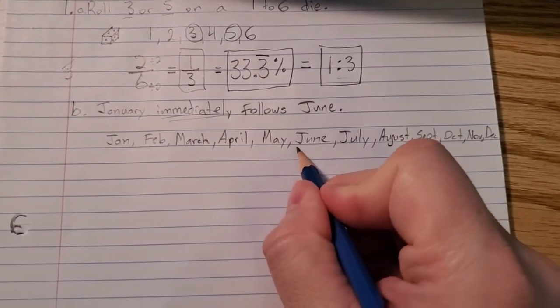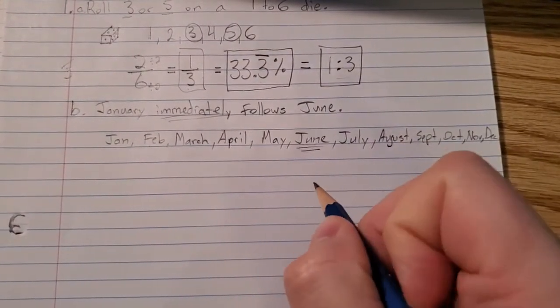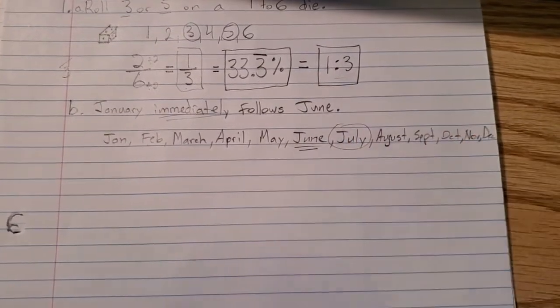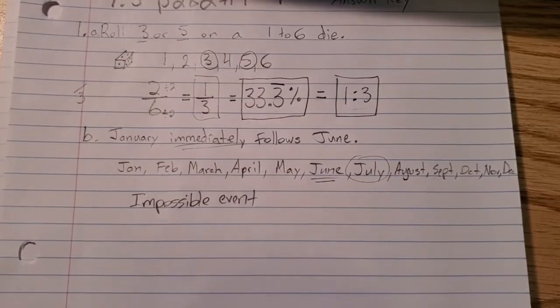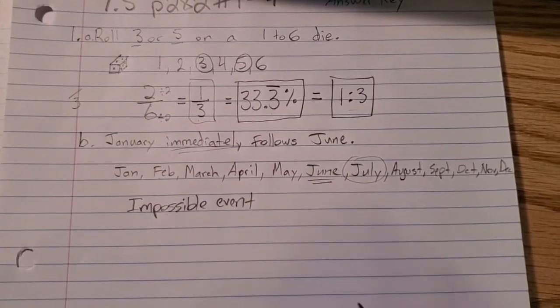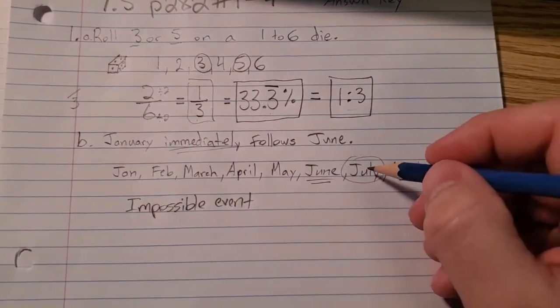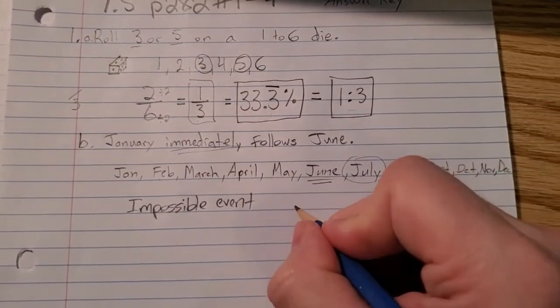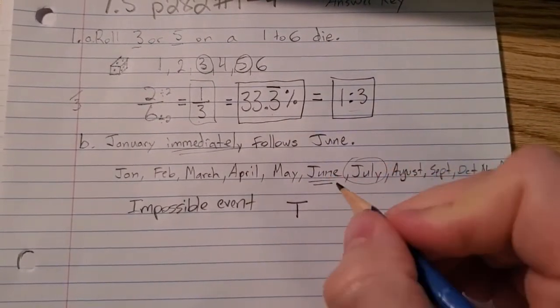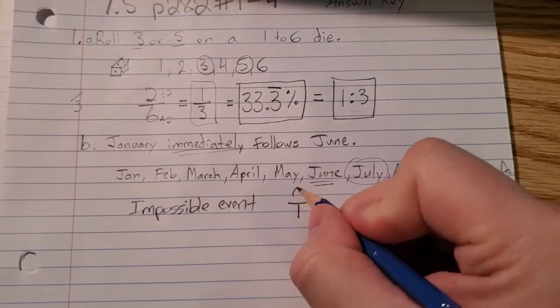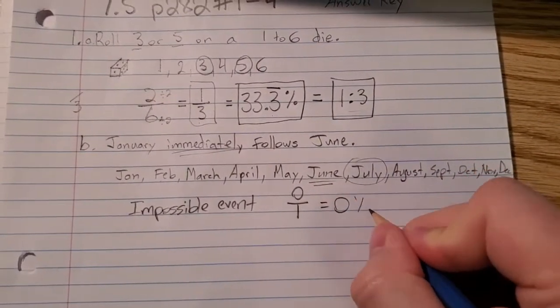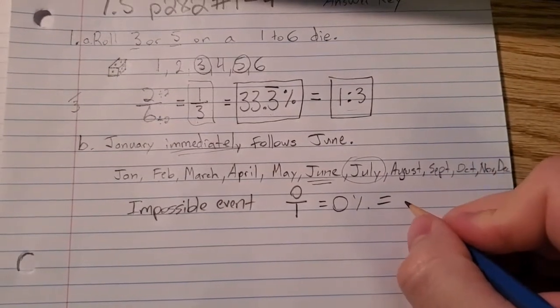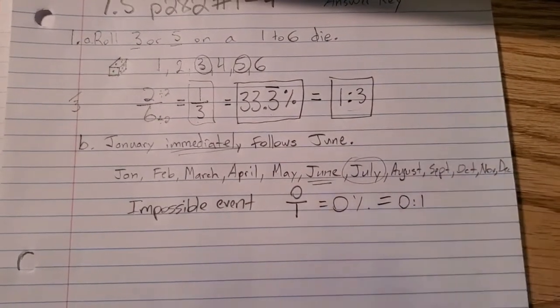So looking at June, what is the only month that comes immediately after? It's July. It's not any other month. This is an impossible event. There is no chance of it happening. There's only one possible option, and that's July. And there's no times that it's January. So it'd be 0 over 1, which we know is 0% chance, and we know that that is a 0 to 1 ratio.